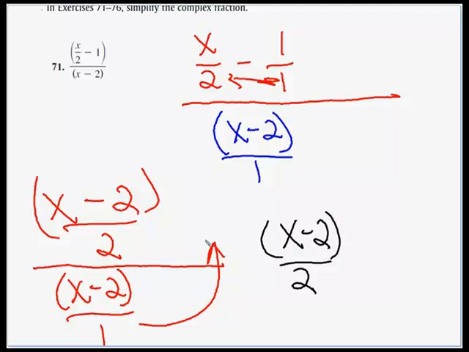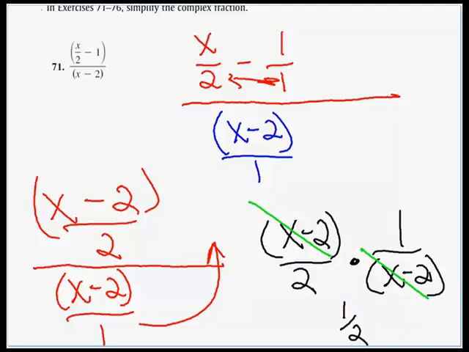I was dividing by this, I bring it up, and now it's multiplied by the reciprocal, 1 over quantity x minus 2. Oh, beautiful. Look at that. The x minus 2's on the diagonal cancel out, and we're left with a nice, pretty 1/2. 1/2 is the final answer.